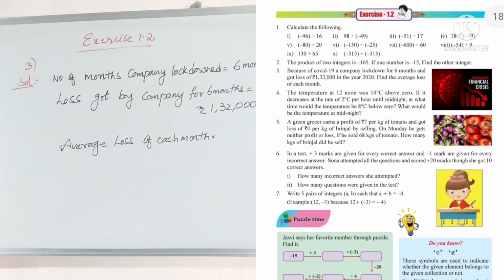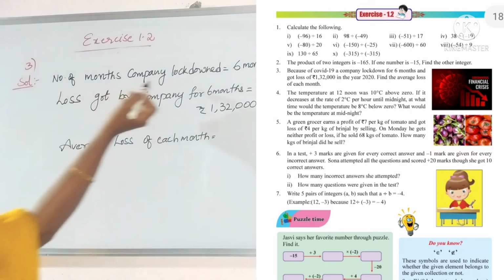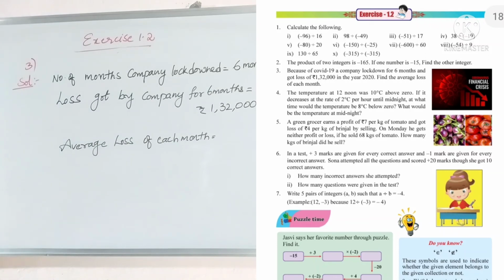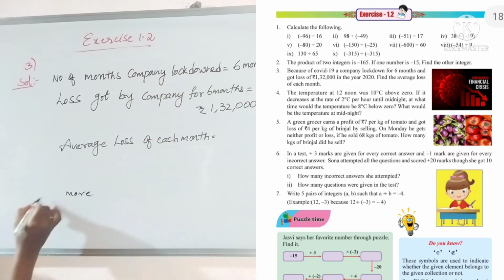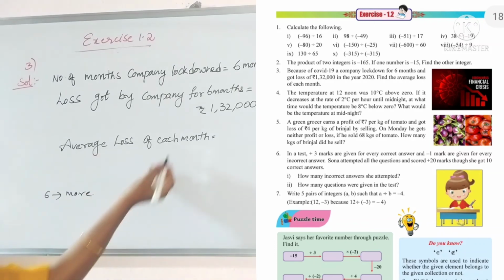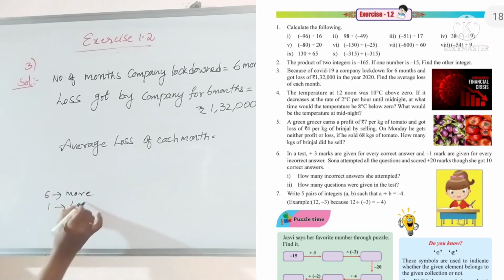So by reading the problem, I wrote the steps. Number of months the company locked down is equal to 6 months. Loss got by the company for 6 months, rupees 1,32,000. So average loss. Here they gave more, right? That means for 6 months they gave, and we have to find out for 1 month. That means we have to find out less. So when they give more values and we have to find a less value, division will be done. Okay students, are you understanding?